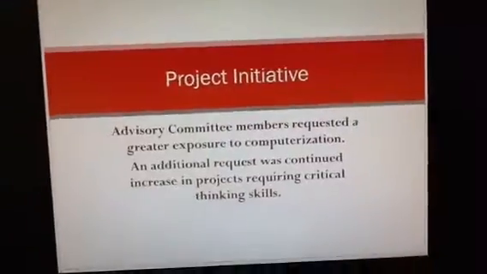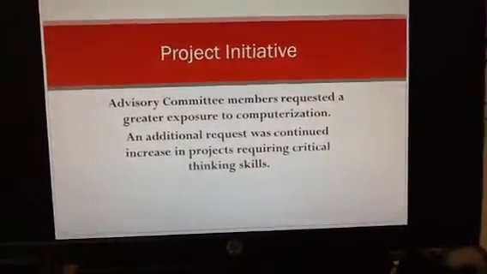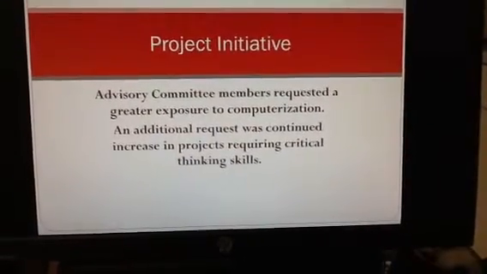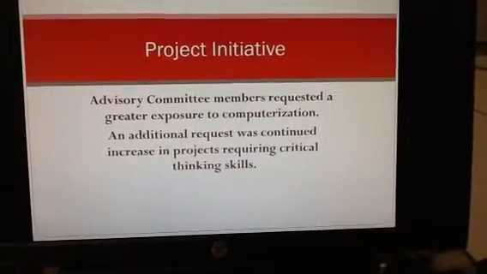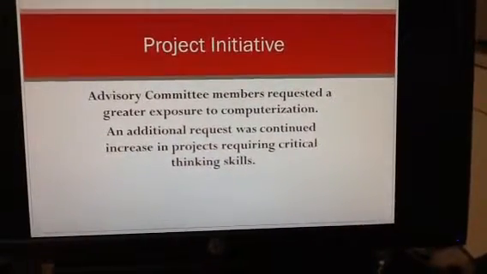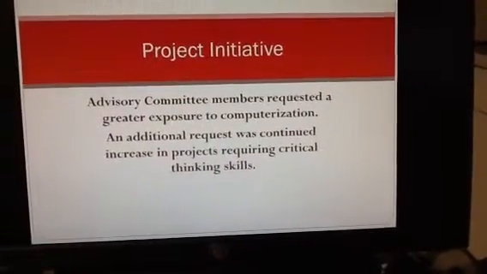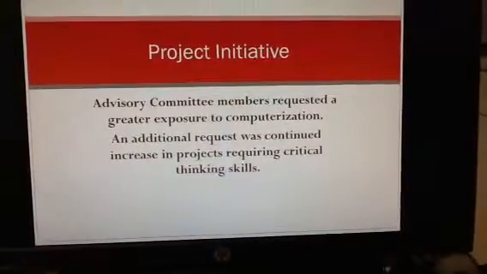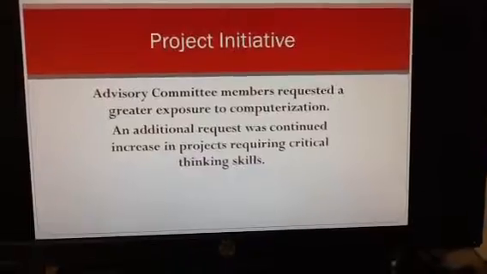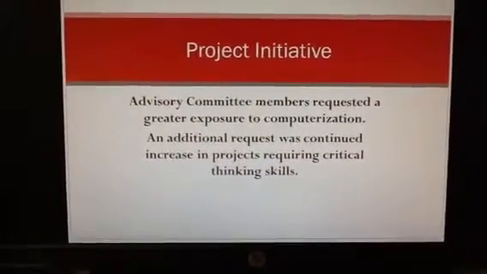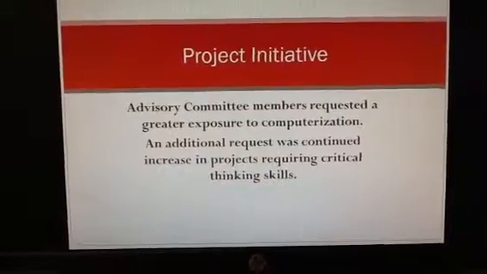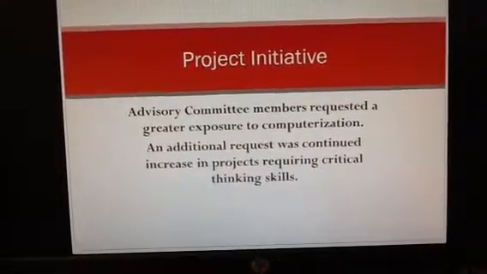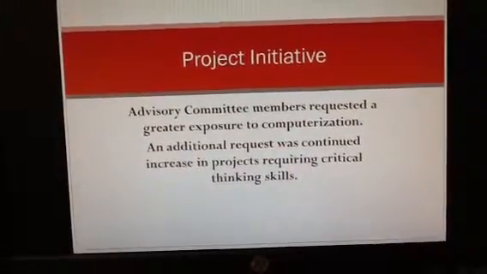The initiative: our advisory committee members requested greater exposure to computerization, and I'll tell you a little bit about the specifics that pertain to in just a couple minutes. But they also wanted us to always stay mindful, as we discuss at our in-services and with other folks in the teaching process, of increasing projects that require critical thinking skills. So those were the two requests that came to us that made us look at the possibility of incorporating iPads into that initiative.